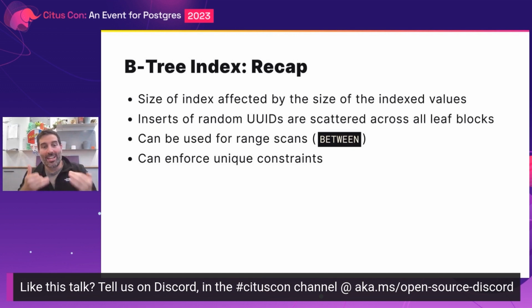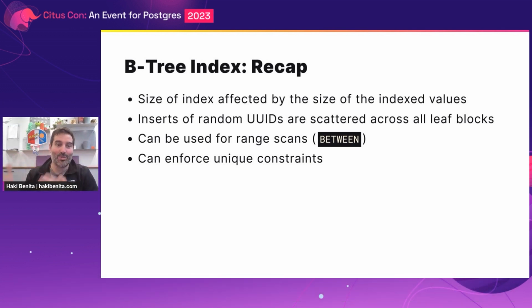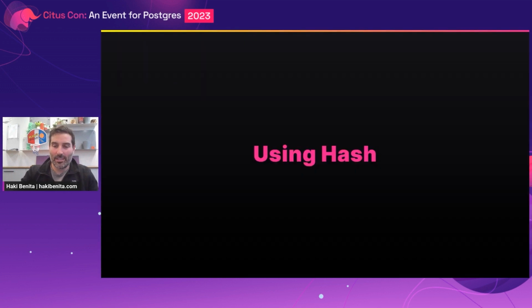We also saw that a B-tree index can be used to satisfy range queries, that is, between, and a B-tree index can also enforce unique constraints, okay? So if you need to enforce unique constraints in your, let's say, OLTP system, then you need a B-tree index, okay? Great.